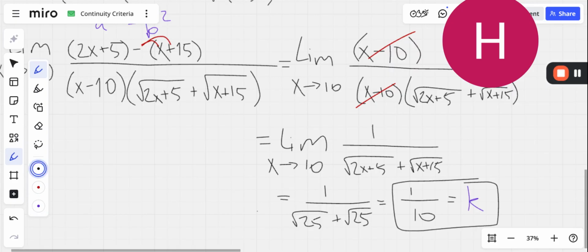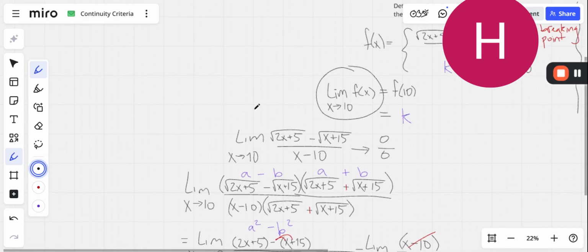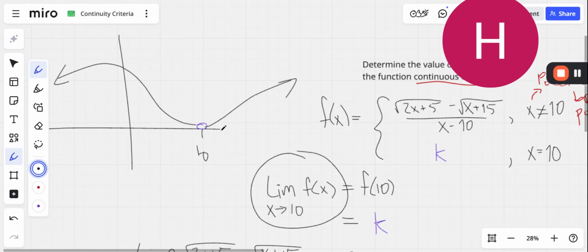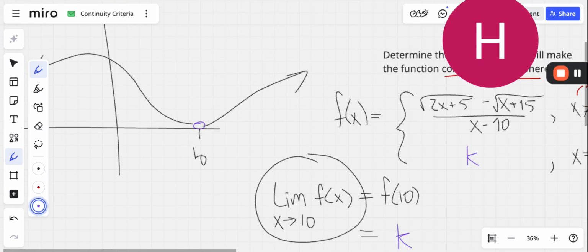That means that the function is basically, this might not be the actual graph of the function, but the function is basically going up to a certain spot at x equals 10, but it has a hole there, and then it continues doing whatever. We need to fill that hole in order to make this continuous, and the way we do that is we set the k value right here where the hole exists.